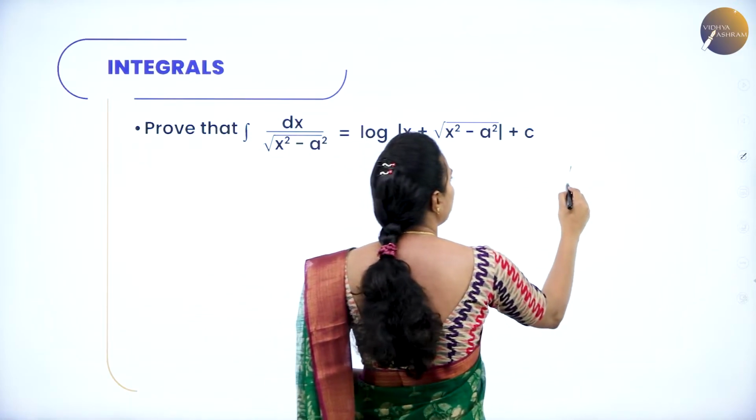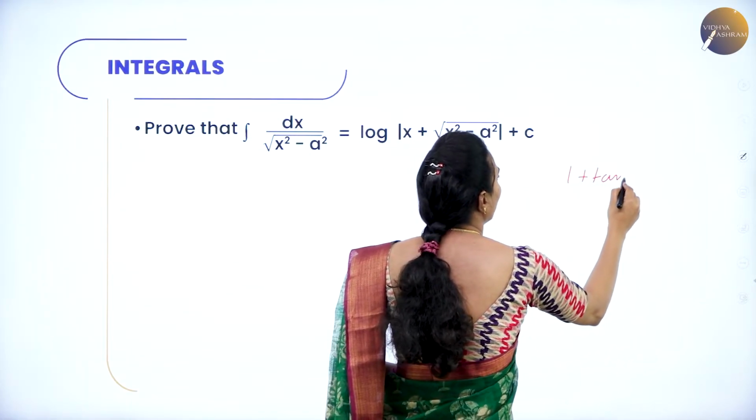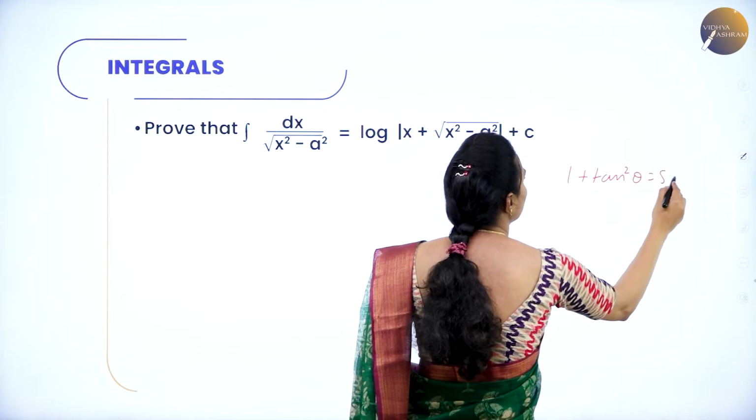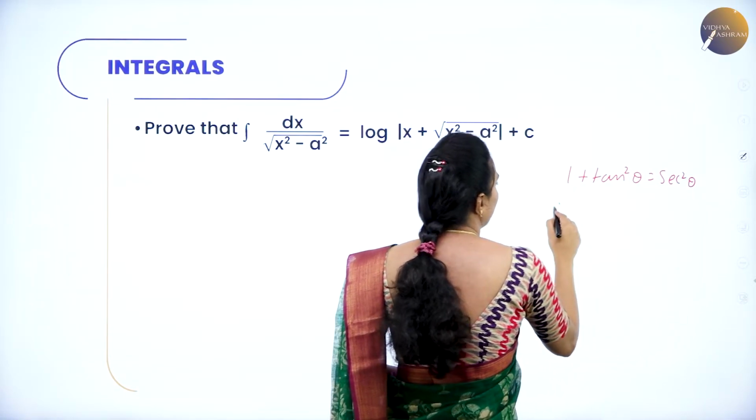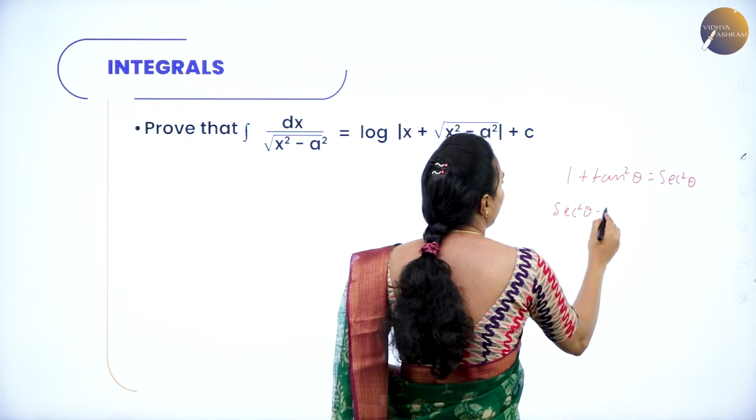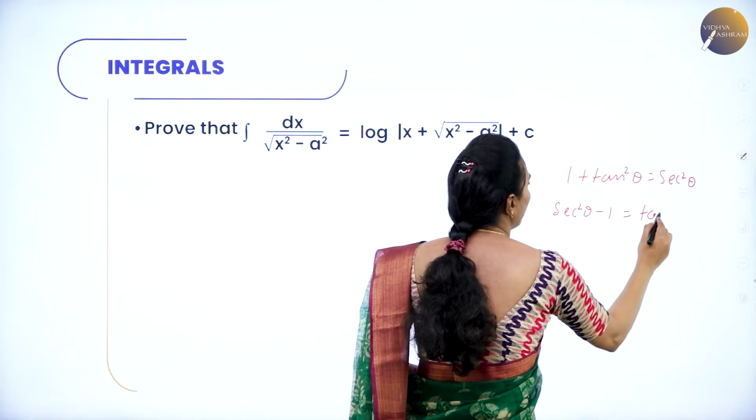See, what is 1 plus tan squared theta? 1 plus tan squared theta is equal to secant squared theta. Otherwise, secant squared theta minus 1 is equal to tan squared theta.